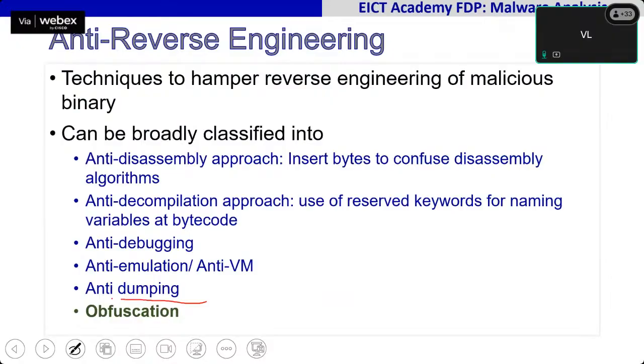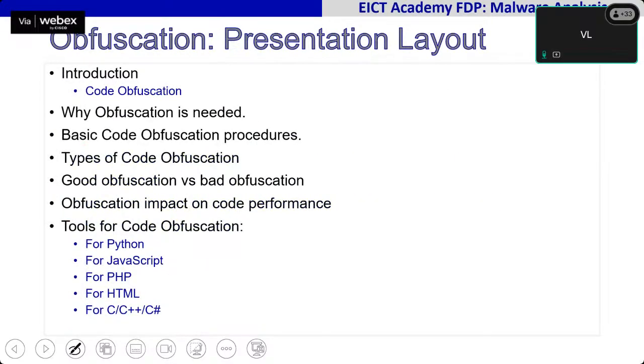So in this particular lecture, we'll be talking more of obfuscation. And as I said, if you're talking about anti-disassembly or anti-decompilation approaches, the main purpose of the malware writer is to defeat the disassembly or decompilation algorithm, and throw them off their guard, throw them off their rails so that they do not run properly. So now the purpose in obfuscation is that you are trying to change a code in such a manner that its structure gets changed, but its functionality remains the same.